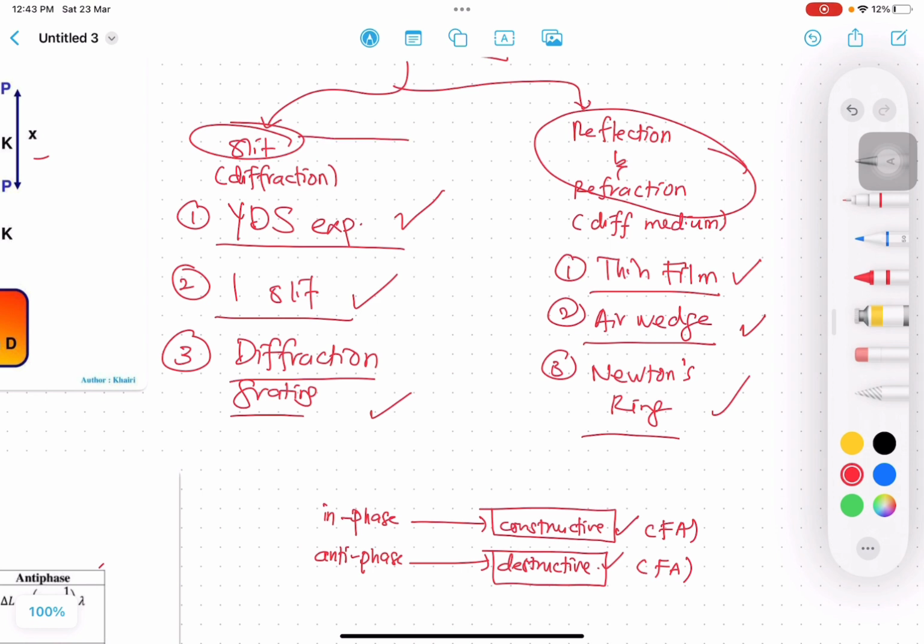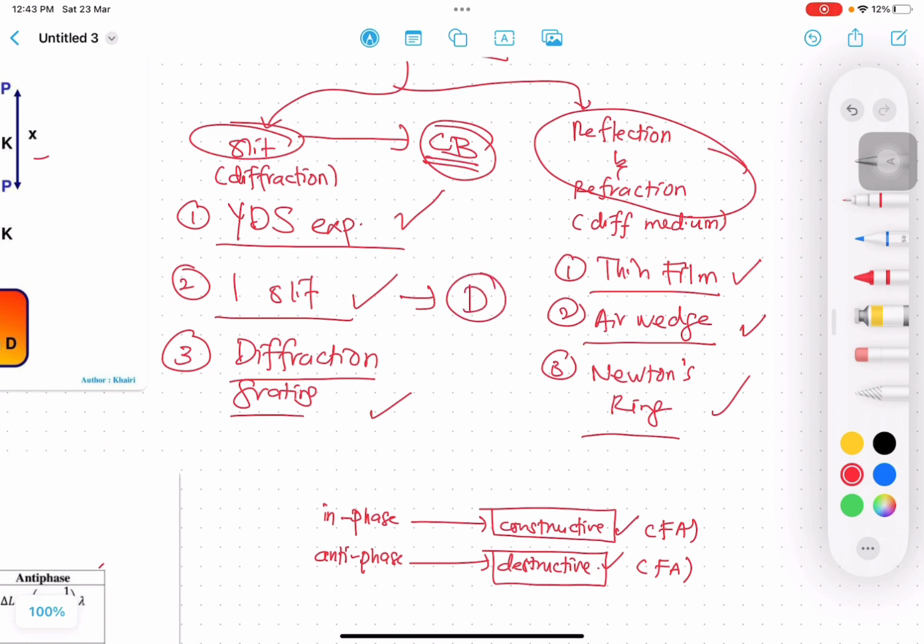For the slit, it always has a central bright. We have the center that is bright. But I just want to state one more thing: for one slit, we will always start from the dark part in the formula.